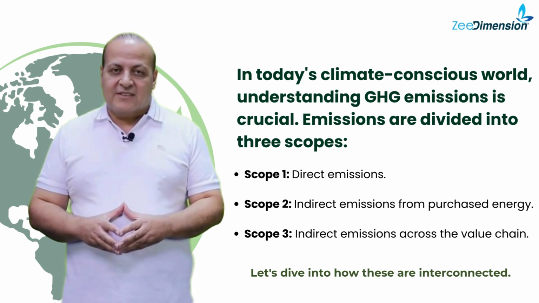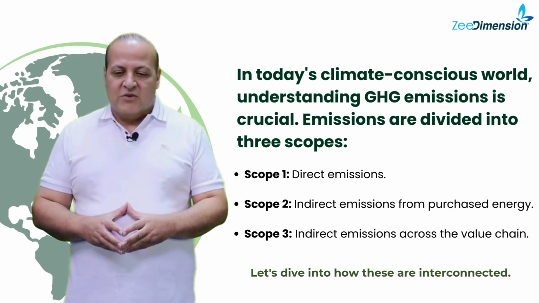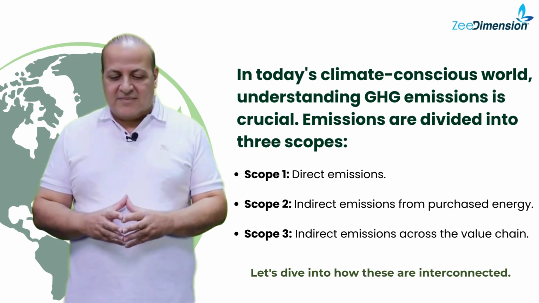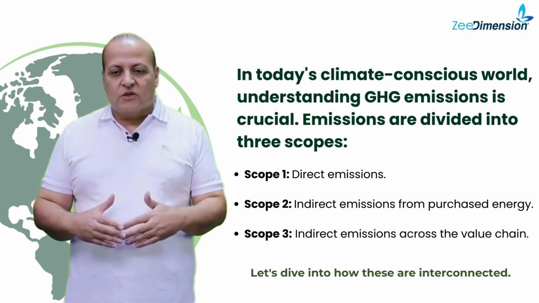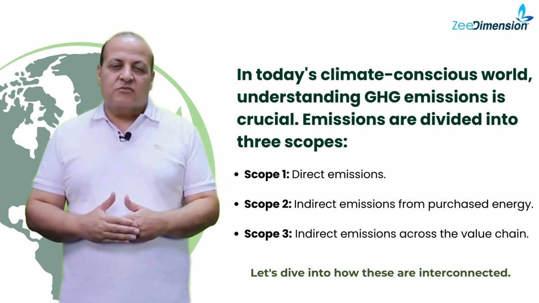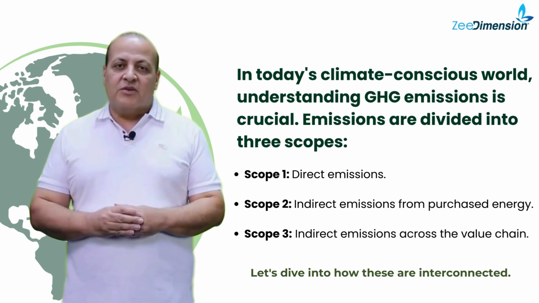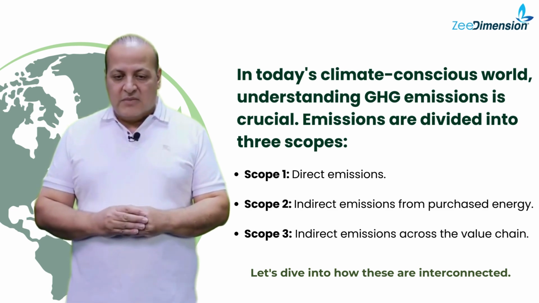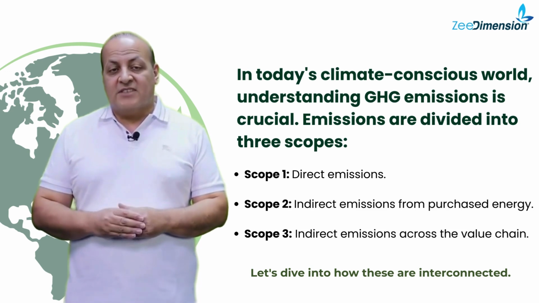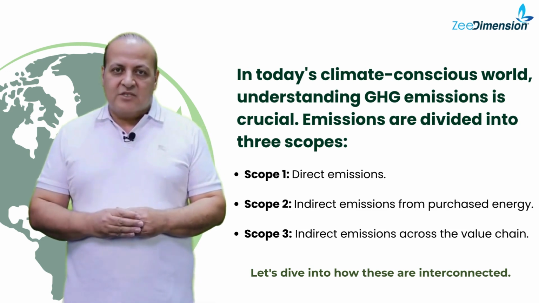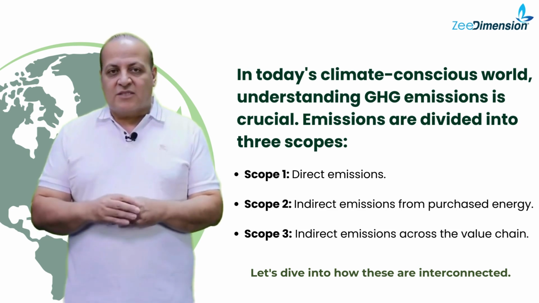GHG emissions are categorized into three scopes. Scope 1 covers direct emissions from owned or controlled sources. Scope 2 includes indirect emissions from the generation of purchased energy. Scope 3 involves all other indirect emissions that occur in a company's value chain. Today we're going to explore how these scopes are interconnected, particularly how the direct and indirect emissions of one company can significantly impact another's Scope 3 emissions.